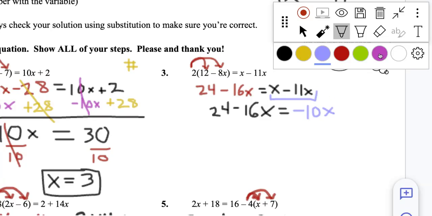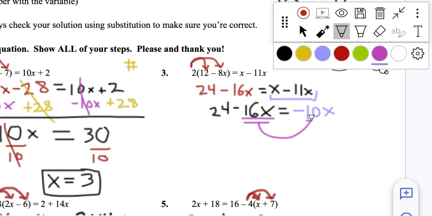Okay, next up, here's a trick, actually. I could move this to the left, but couldn't I also move this to the right? The question can be answered with the answer of yes, you could. So what we're going to do is leave this 24 where it is, and move this one to the right.